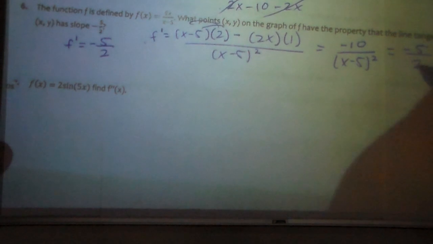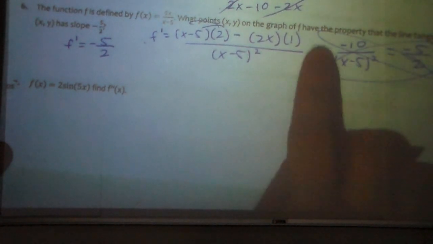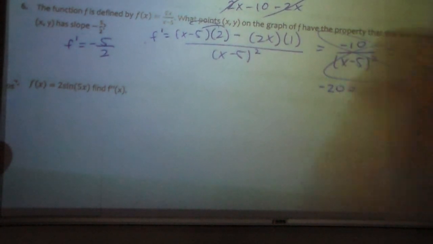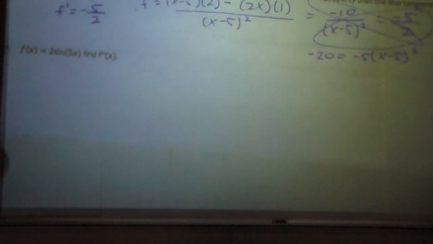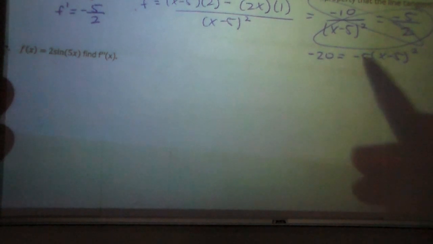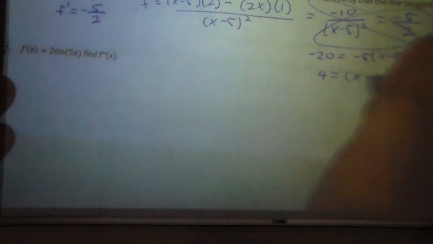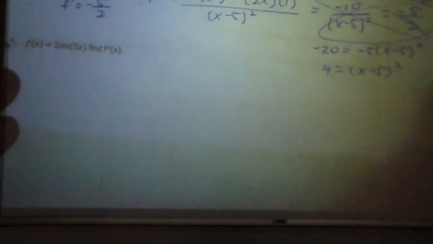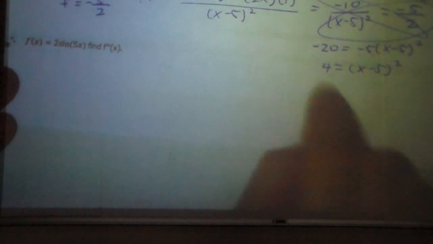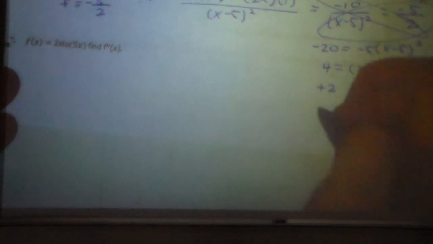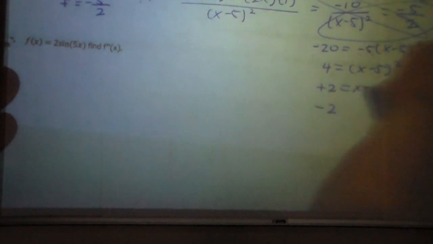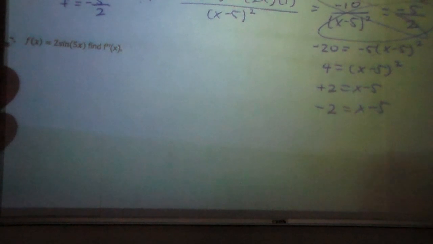To solve this, I just cross multiply. So 2 times -10 is -20, and then -5 times (x minus 5) squared. I'm just trying to solve for x, so I'm going to get rid of this coefficient, divide it over. Divide -5 over, you get +4 is (x minus 5) squared. Now I need to get rid of the square, so I would take the square root. Square root of 4 is both +2 and -2. So then when I solve for x, I get x equals 7 and x equals 3.